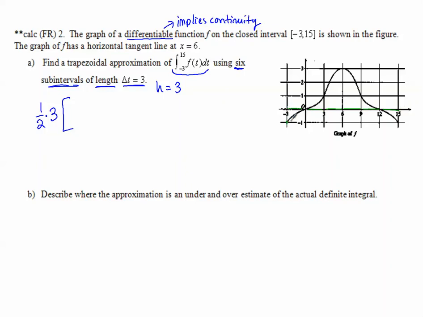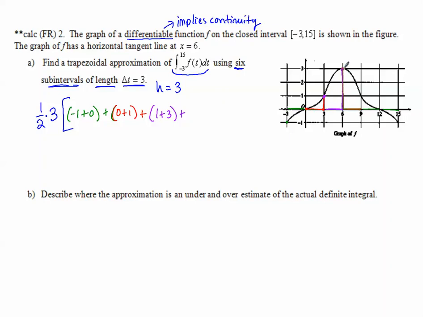Go up on the left, it's -1. Go up on the right of this first subinterval, it's 0. So my first one is -1 plus 0. Plus, the second subinterval is from this one to this one. So up on the left, it's 0. Up on the right, it's 1. So plus 0 plus 1. My next subinterval, go up on the left, it's 1. Go up on the right, it's 3. So 1 plus 3.